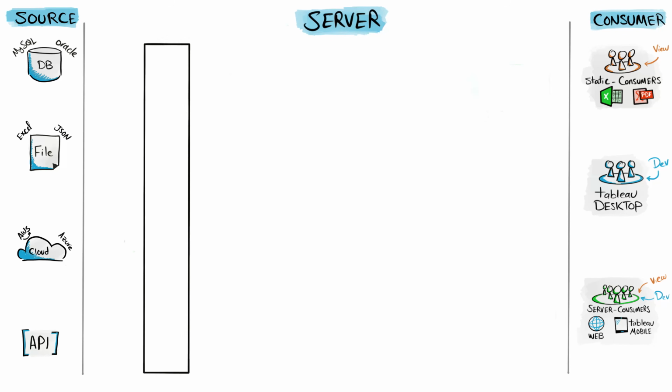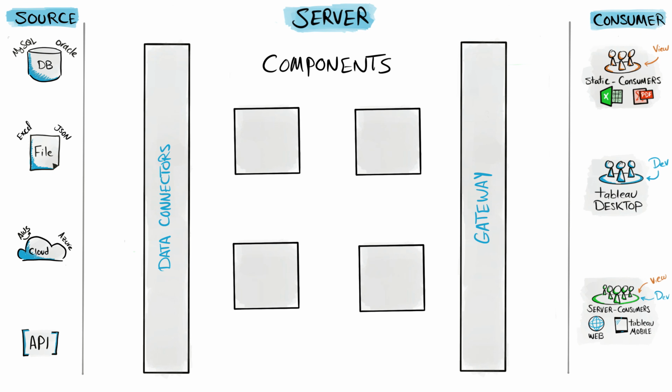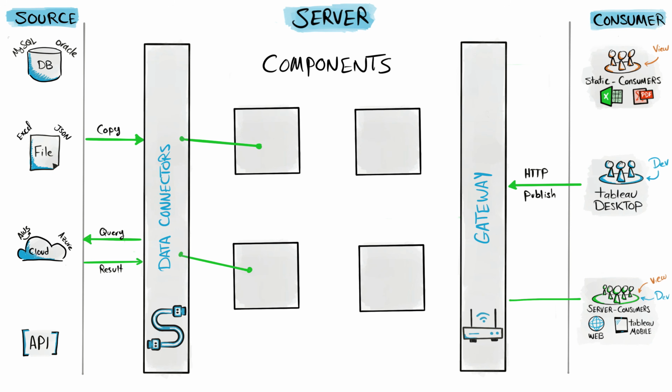The server layer mainly contains three things. Two interfaces, left and right, and in the middle we have a bunch of server components. The left interface is the data connectors. They connect the external source systems to the Tableau Server components, and on the right side we have the gateway. It receives requests from different clients, and it connects them to the Tableau Server components.